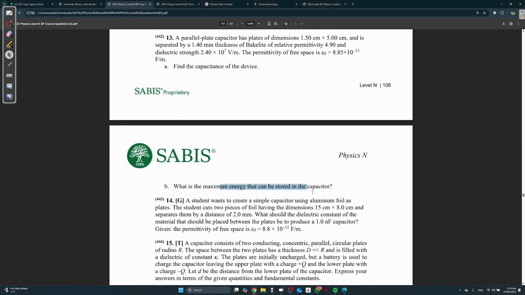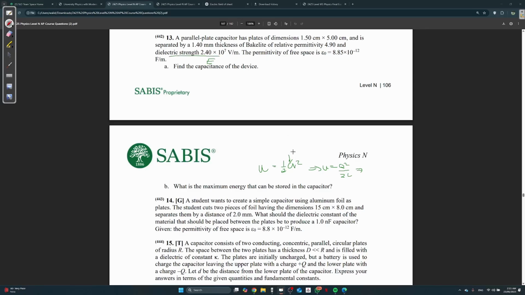Now, what is the maximum energy that can be stored in the capacitor? So they want U. Now, what's U? It's half CV squared. We found what C is. Do we have the voltage? We don't. So we can use the other formula. If you remember, U is also equal to Q squared over 2C. Now, did they give us the charge? No, they didn't. But I'm seeing they gave us the strength, electric field.